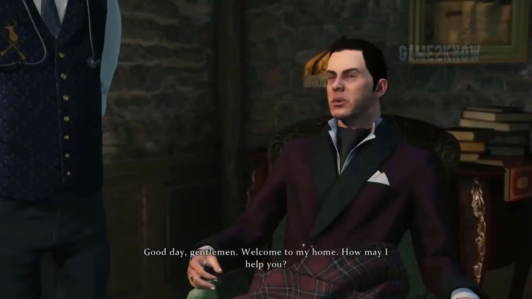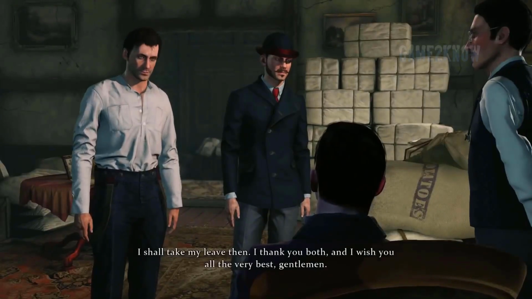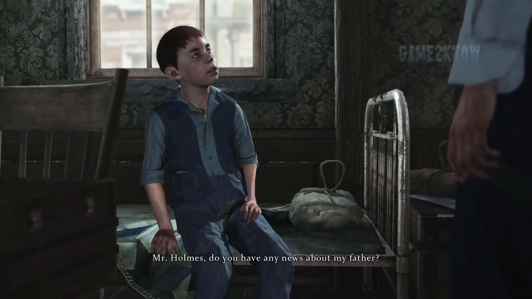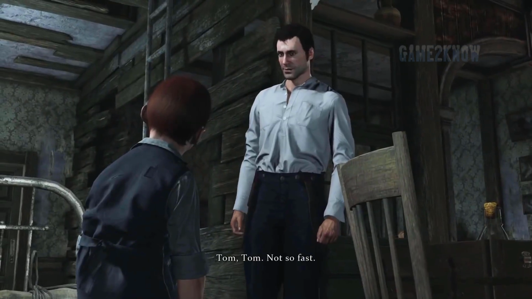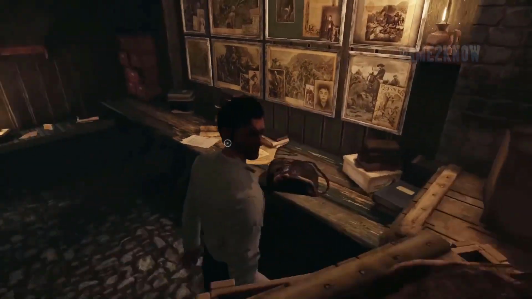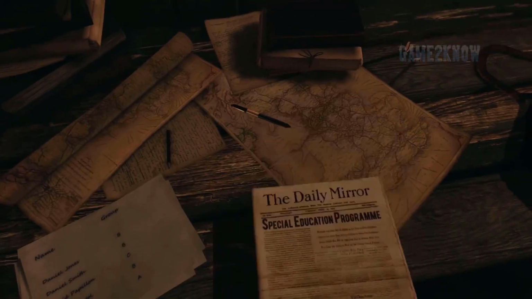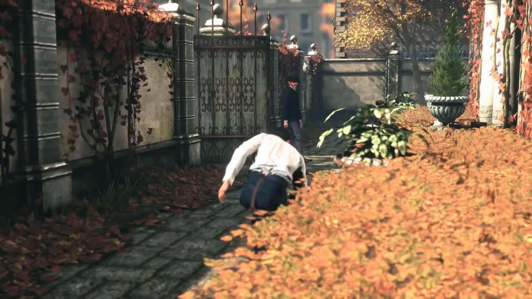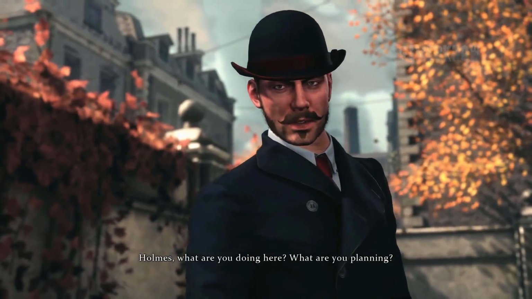Lord Marsh seems seriously ill, and Sherlock finds out that he's financing a special education program for people from lower class, and when Sherlock goes back to Tom's house, asking about this, he finds a hidden cellar where Tom's father stores his collected newspaper clips about the special education program, and some participant in it has gone missing. So Sherlock decides to sneak into Lord Marsh's house again for more information on this program.